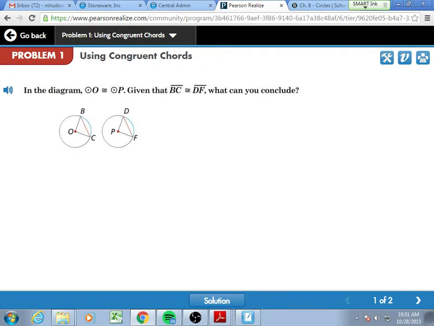We know that BC is congruent to DF, so we have congruent chords. What else can we conclude? Grant? The arcs DF and BC are also congruent. So our notation up here was for the chords, right? How do we notate for the arc? Put an arc over it. So arc DF is congruent to arc BC.